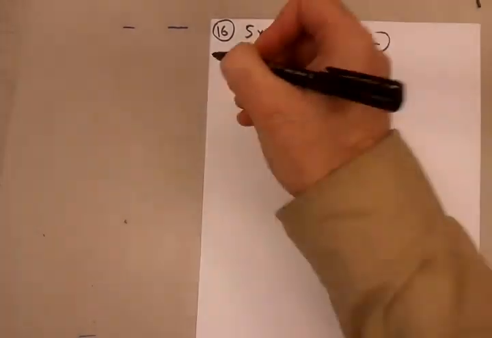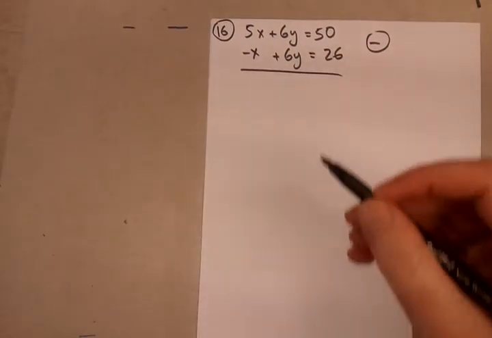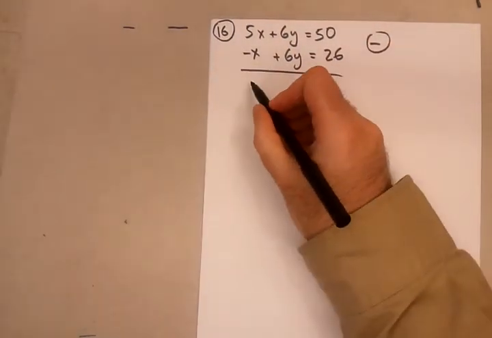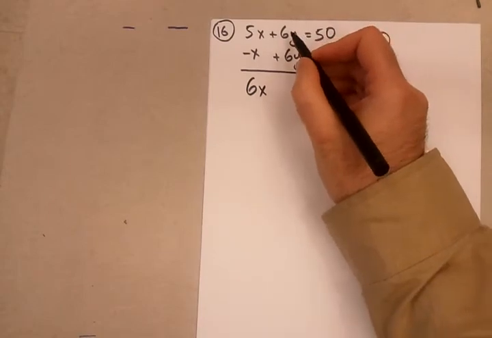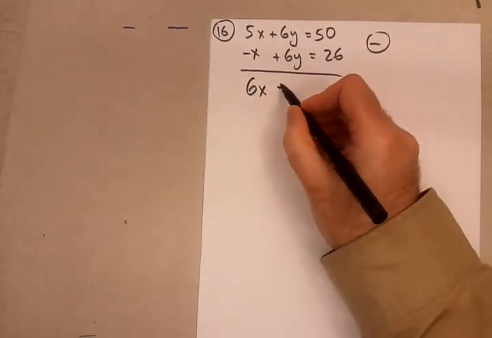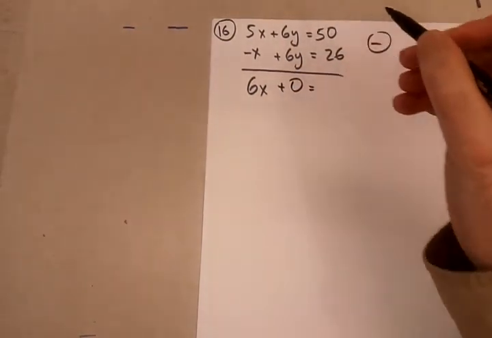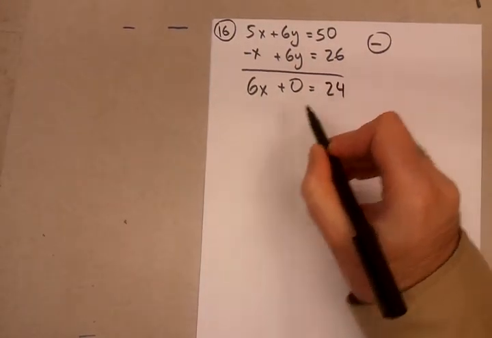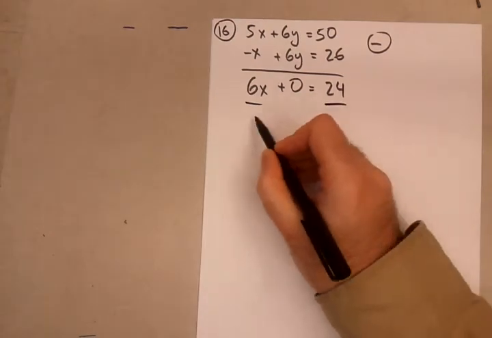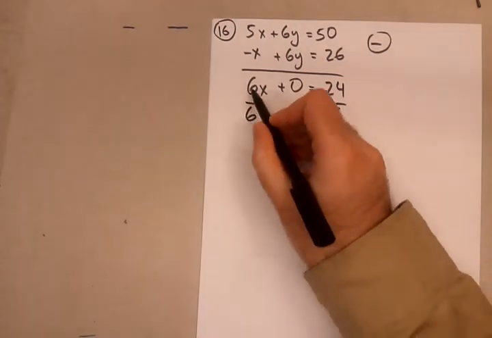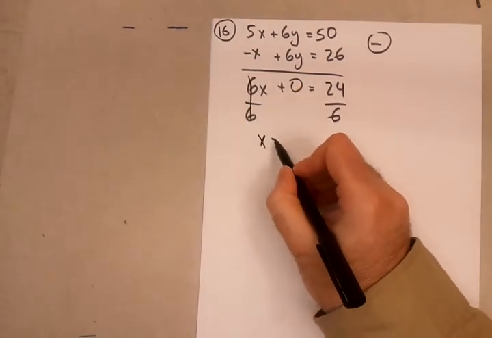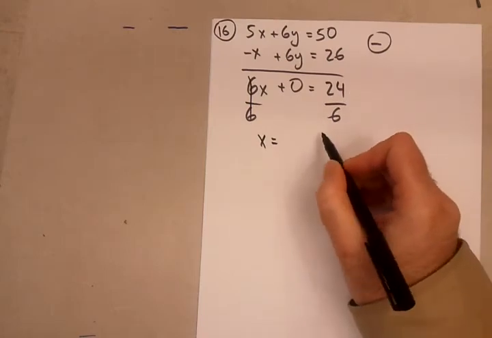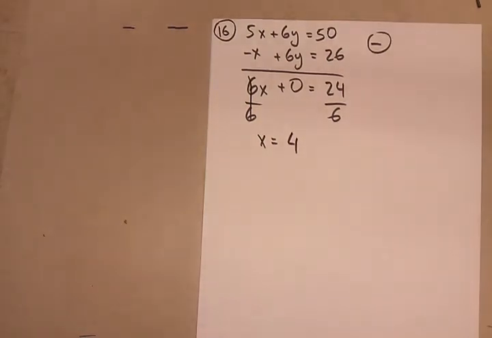5x minus a negative x, that's a double negative, so it's the same thing as 5x plus an x, 6x. 6y minus 6y, that's a 0. And then 50 minus 26, that is a 24. Then we're going to divide both sides by 6. Simplifies to 1 on the left side. X equals 24 divided by 6, which is a 4.